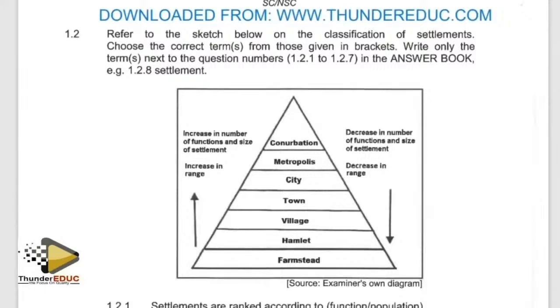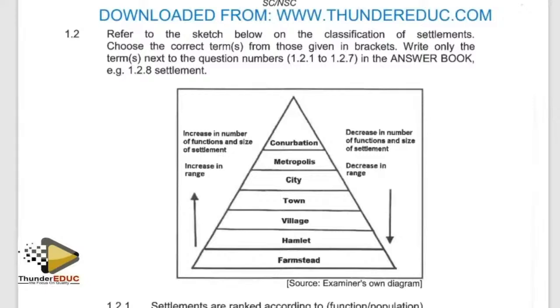So here is an isolated farmstead or a farmstead, a hamlet, a village, which is specifically rural settlement here, then town, city, metropolis, and a conurbation. And here the arrow is showing that increase in the range. It means we're looking at the distance the customers are willing to travel for the goods and services. So the number of functions and the size also increase as you're going up. Here they decrease as you're going down, and they decrease in the range.